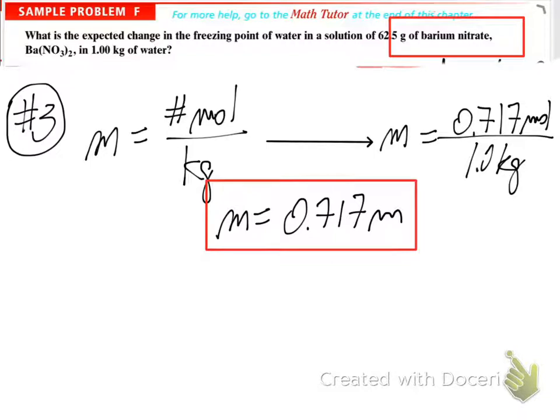That part of the problem is easy, right? So it's 0.717 divided by 1 kilogram of solvent. Again, in this case, it's water. So I have a molality of 0.717 molal.